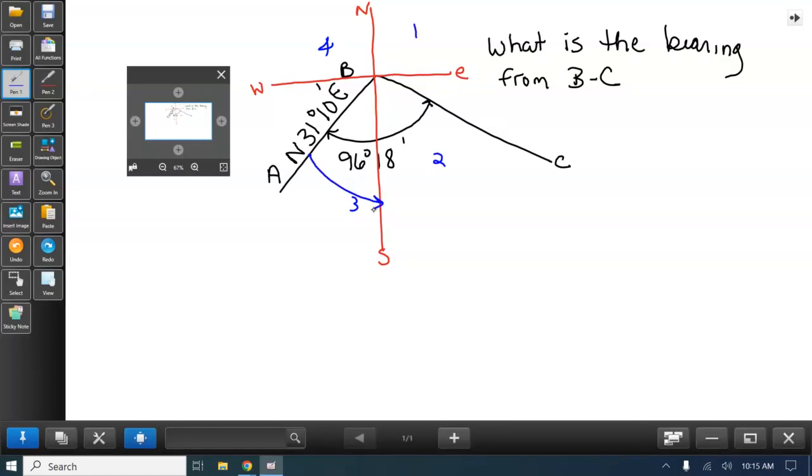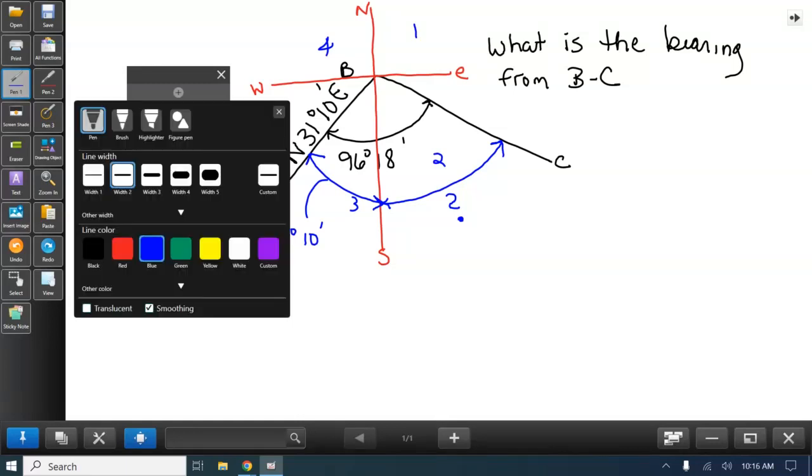So the bearing is the angle it makes from the south. So that's the 31 degrees, 10 minutes. What quadrant is B to C in? Quad 2. So the bearing is the angle it makes from the south, and that's what we're looking for. So we've got the bearing from A to B to south as 31 degrees, 10 minutes. We actually have the angle between A, B, and C is 96 degrees, and that's 18 minutes.